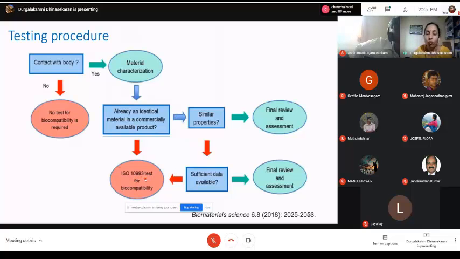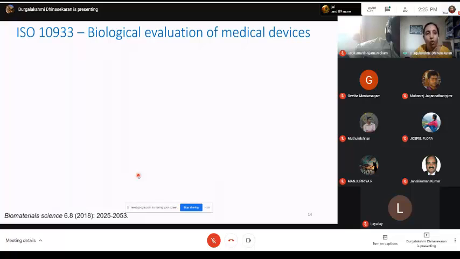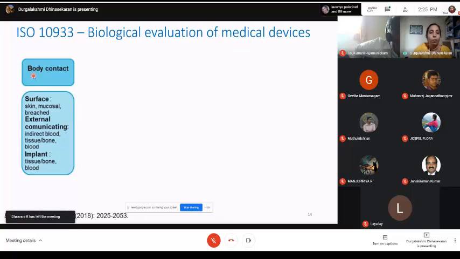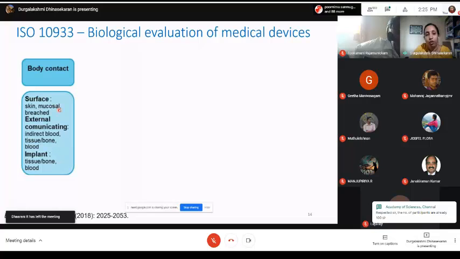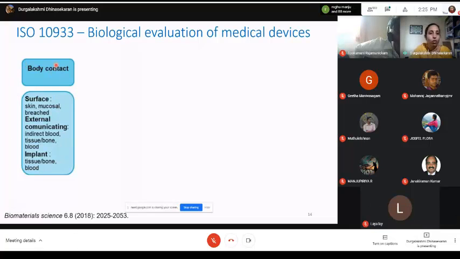10993 standards. This standard is very important for suggesting any materials for medical applications, both in vivo and in vitro. This ISO is titled Biological Evaluation of Medical Devices. The first test is the body contact, whether it is on the surface, external, or an implant application. We need to categorize the material based on this subdivision.